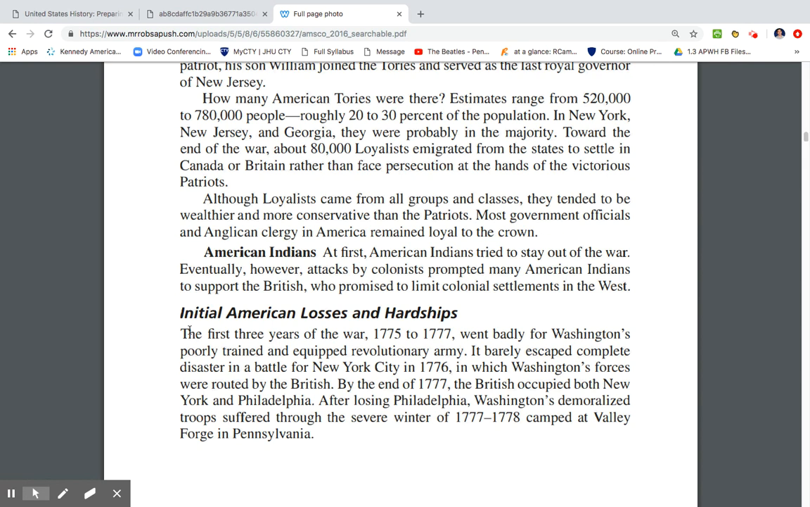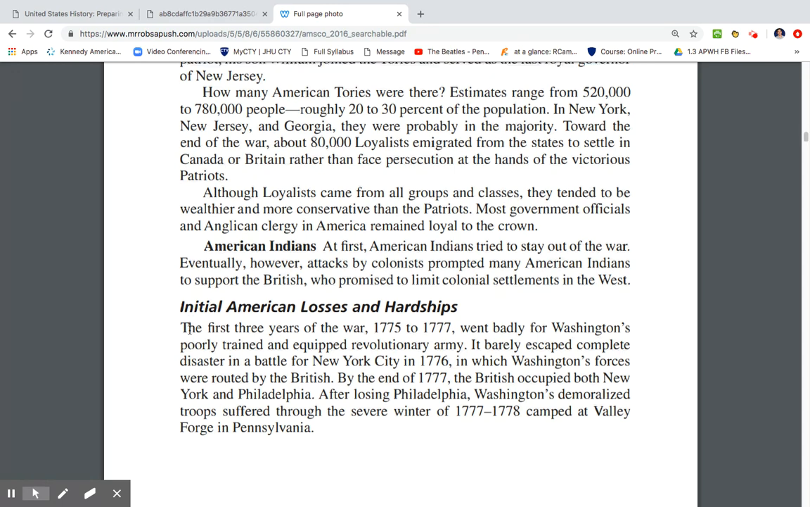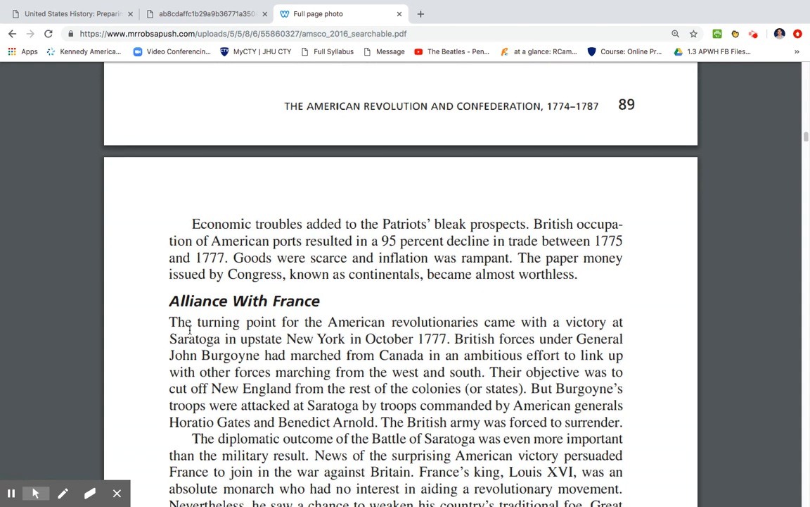Initial American losses and hardships. The first 3 years of the war, 75 to 77, went badly for Washington's poorly trained and equipped Revolutionary Army. It barely escaped complete disaster in the battle for New York City in 76, in which Washington's forces were routed by the British. By 77, the British occupied both New York and Philly. After Philly, Washington's demoralized troops suffered through the severe winter of 77 to 78, camped at Valley Forge. So, all in all, it sucked for the colonists in the early stages.